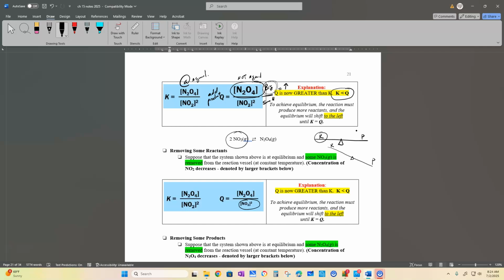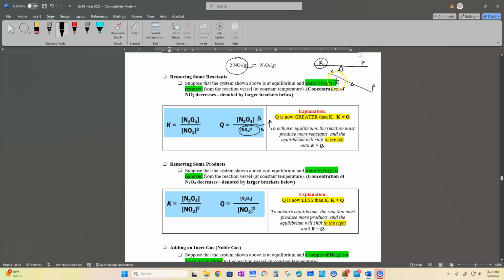Smaller. He got smaller. So I still have a big number over a small number. My Q is still bigger than K. Same thing. I have to produce more reactants. I have to shift to the left, so that way my K equals my Q.